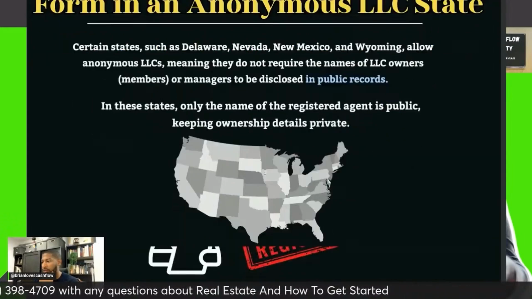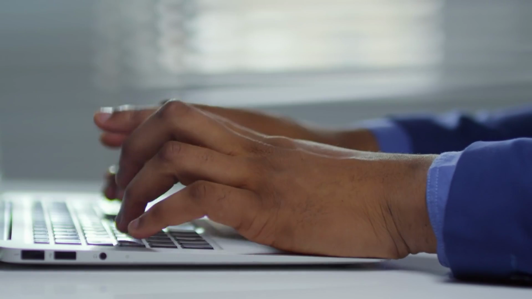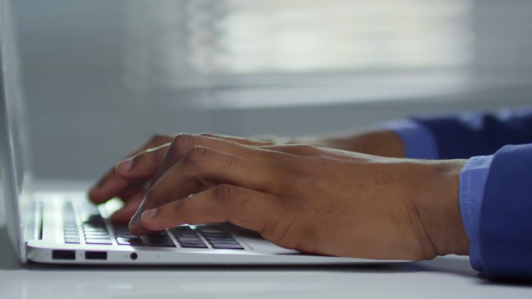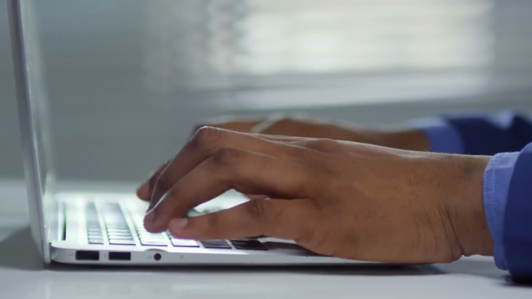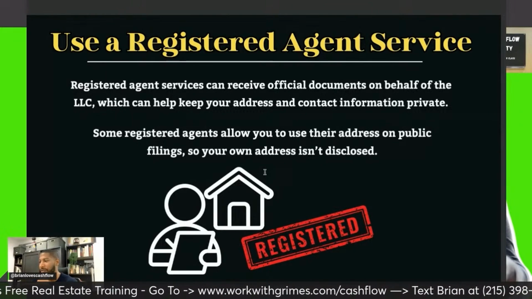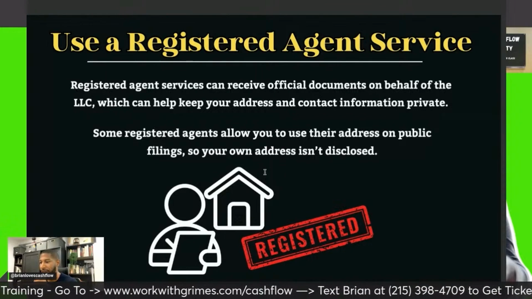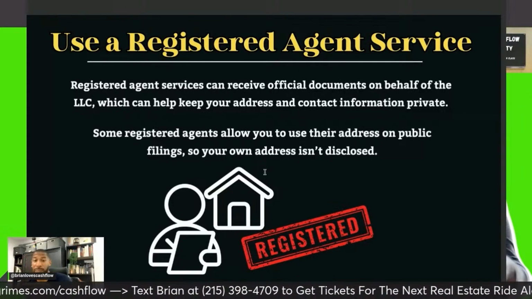Next, we want to use a registered agent service. This will happen if you use websites that create your LLCs, like InkFile. I think they changed their name to Busy or something like that. Use a registered agent service. Registered agent services can receive official documents on your behalf, on behalf of the LLC, which can help keep your address and contact information private.